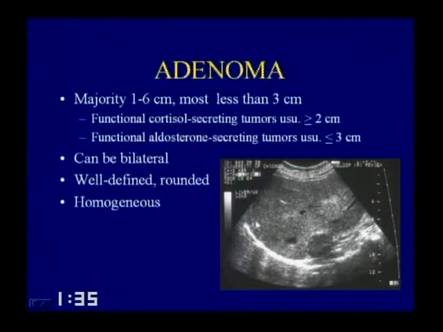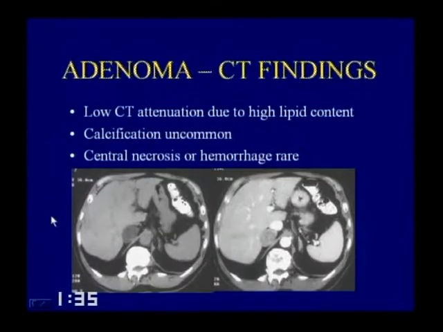The majority are between 1 and 6 centimeter, most less than 3. They can be bilateral and appear as well-defined, rounded, homogeneous masses. On CT scan, their low attenuation pre-infusion is due to their high lipid content. Calcification is very uncommon in these, as is central necrosis or hemorrhage.